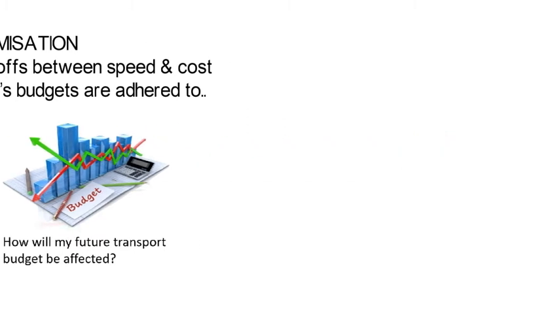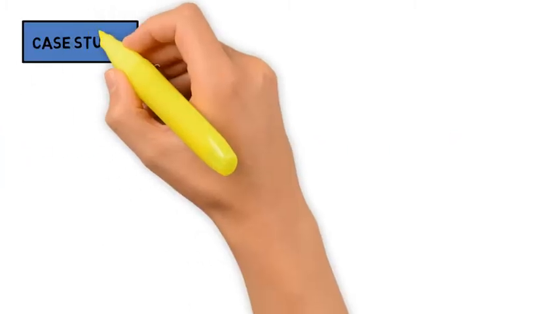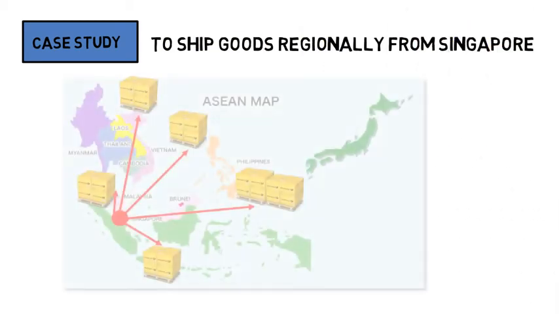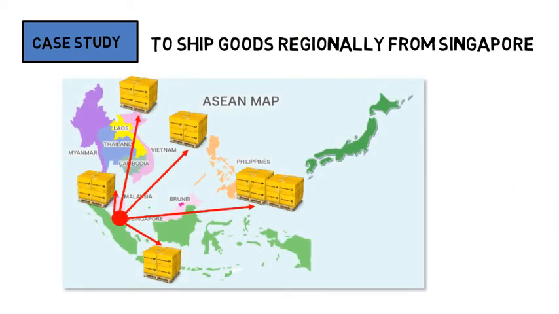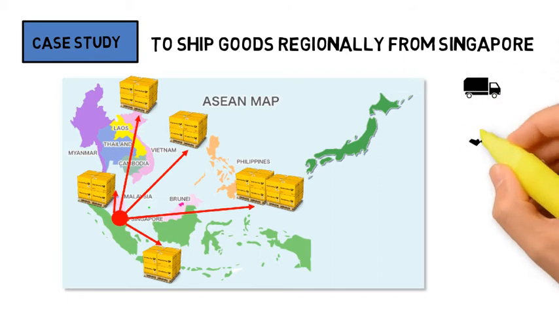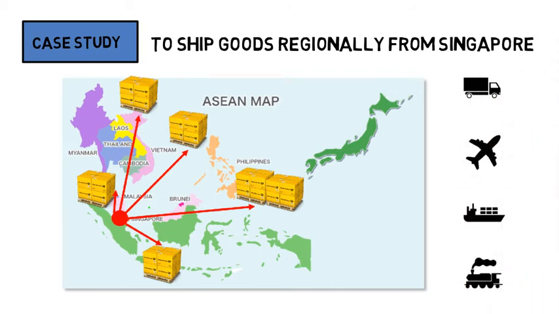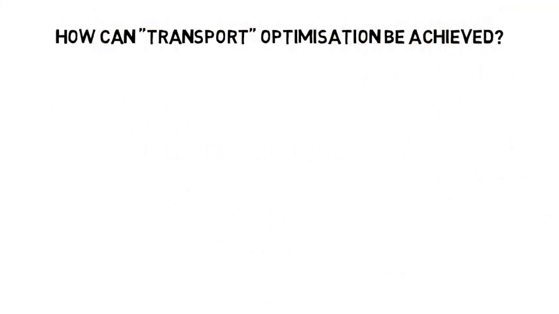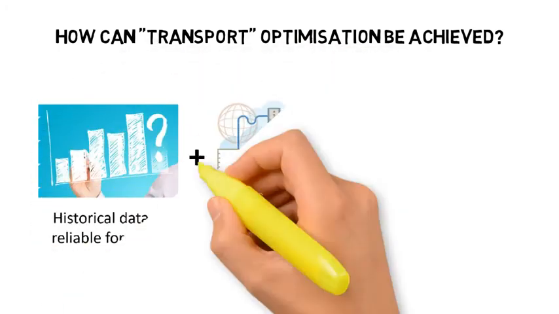Let's look at this case study in which a Singaporean company needs to ship goods regionally from Singapore to 5 different countries in the region, including Malaysia, Laos, Vietnam, Philippines, and Indonesia. Depending on the country, there may be up to 4 different modes to choose from. It is up to the company to define their constraints such as order lead time, acceptable damage rates, and budgeted costs. So how does one achieve transport optimization?